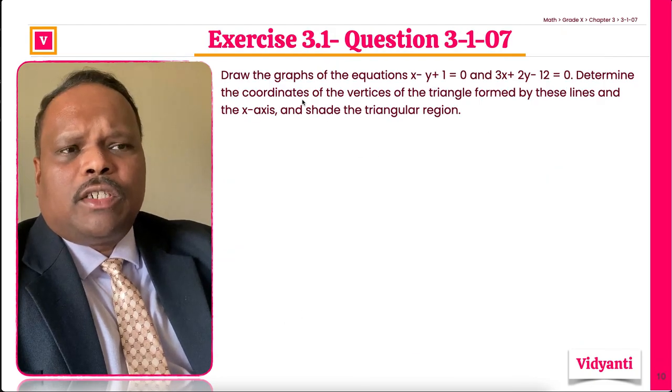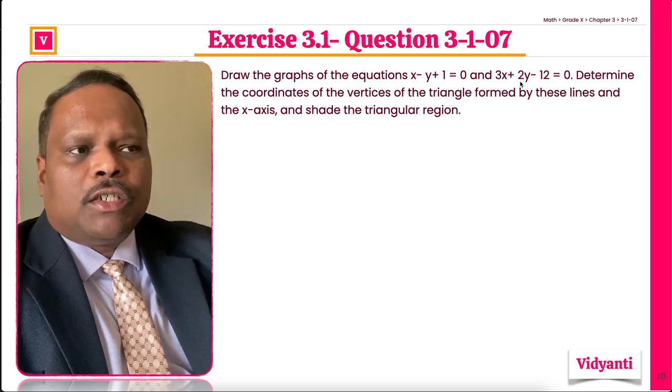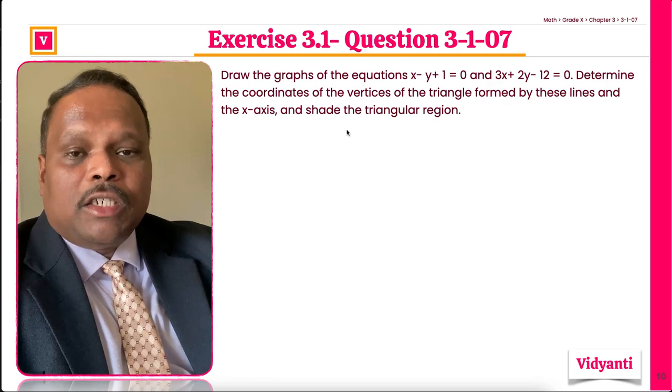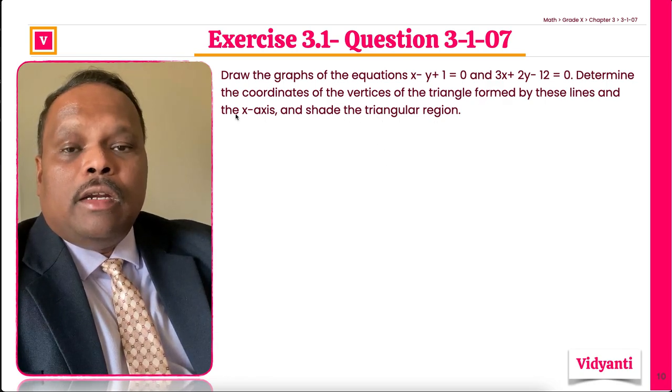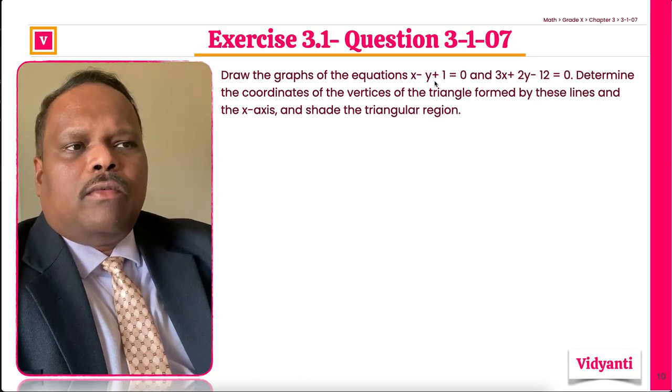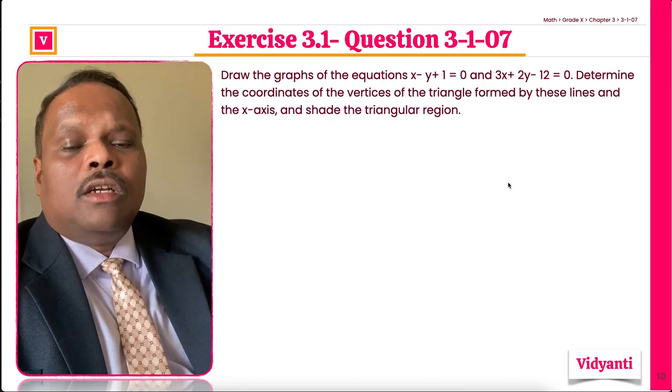Let's take a quick question from the textbook itself, 3.7. We have been given two equations, and we are supposed to create a triangle, shade it, and get the two points which are intersecting with the x-axis. Well, these are linear equations, so remember any two points are sufficient to plot a straight line.